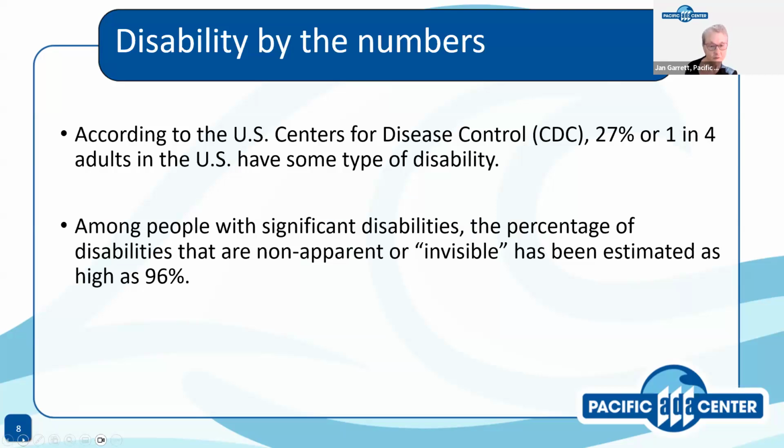So, some statistics, or disability by the numbers. According to the US Centers for Disease Control, or CDC, 27%, or 1 in 4 adults, have some type of disability. And among people with significant disabilities, the percentage of disabilities that are invisible, quote unquote, or not apparent, has been estimated as high as 96%. So those of you who have or know people with non-apparent disabilities, you are in good company in a way, because up to 96% of people with significant disabilities, their disabilities are not apparent to people. Next slide.